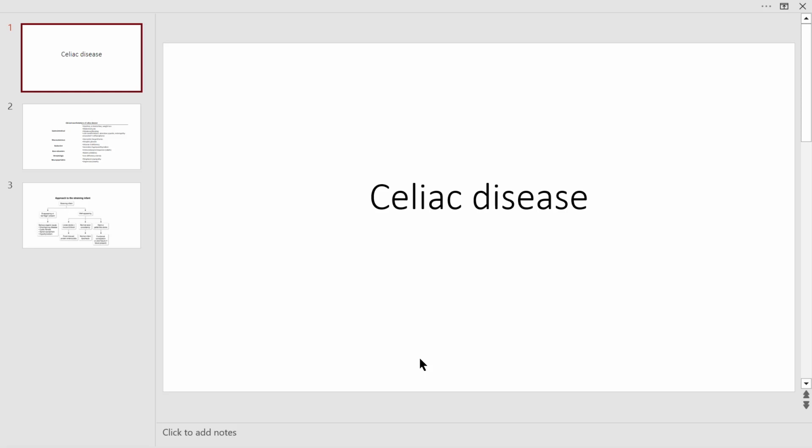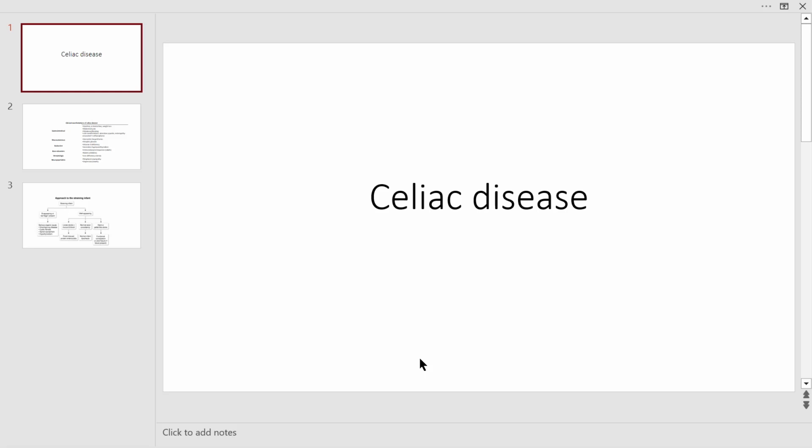Celiac disease is an autoimmune disorder. It happens when there is ingestion of gluten. So autoimmune activation happens against the gliadin, resulting in inflammation of the intestine and atrophy of the villi. Celiac disease is a very high yield topic for the exam.